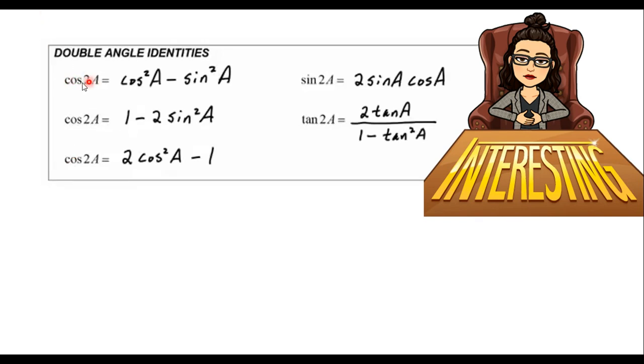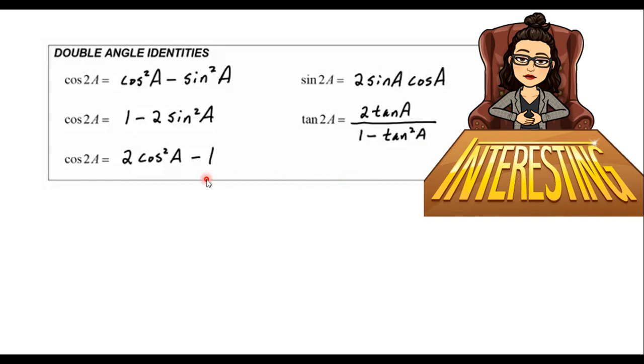So the first double angle identity is that cosine of 2a equals cosine squared a minus sine squared a. Also, cosine of 2a is 1 minus 2 sine squared a. And lastly, cosine 2a equals 2 times cosine squared a minus 1. And then also sine of 2a is 2 sine a cosine a, tangent of 2a is 2 tan a divided by 1 minus tangent squared a.